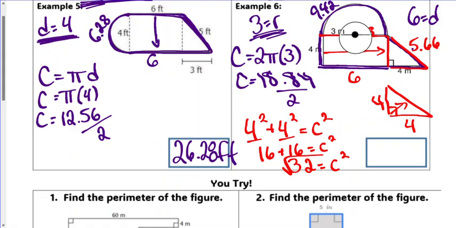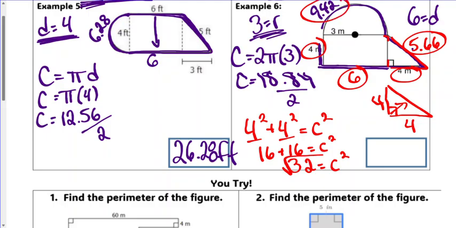I'm not going to include anything on the inside. So this 3, the other 3 that I'm given there, those are not a part of the inside. You just go around the outside of the shape. 5.66 plus 4 plus 6 plus 4 plus 9.42 adds up to 29.08 meters.